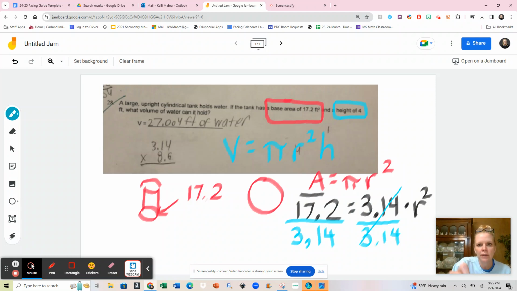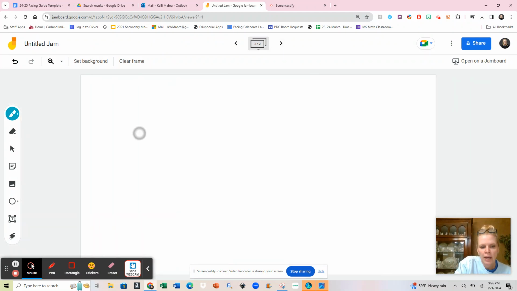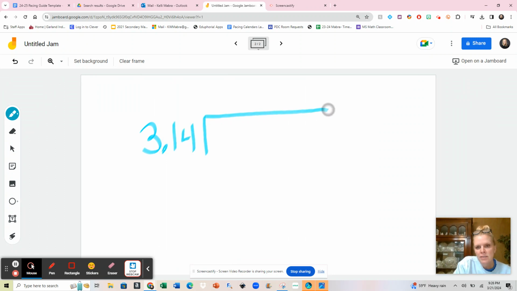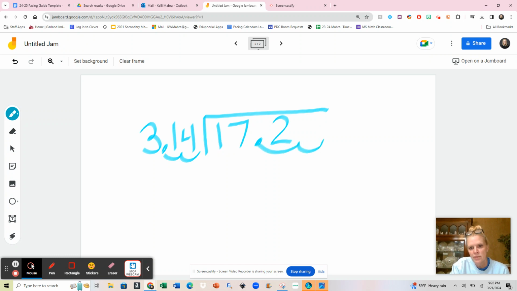All right, so let's go to a clean sheet. I have 3.14. How many times does it go into 17.2? I'm going to have to move my decimal 2 places to the right. So I'm going to move it 2 places to the right here. And this is just going to give me the radius squared. So that's going to be about 5 or 6 times. Let's see.